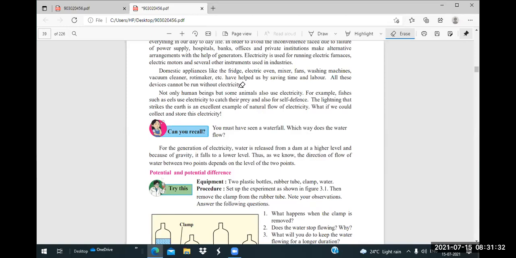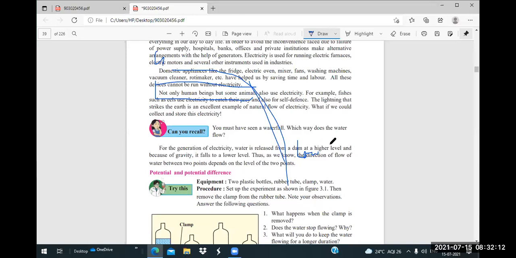Okay. Now, have you seen a waterfall? Yes, sir. Which way does the water flow? Downward. Downward. So suppose this water flow is there like this. From some height, it's flowing toward the ground or towards the earth. So what happens is water flows from a higher level to a lower level. Higher level to lower level, it flows.